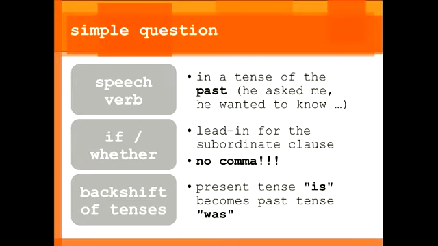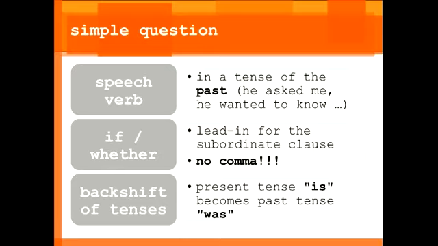Now first of all we need a speech verb, which in a question of course would be a verb like ask or want to know. And this speech verb needs to be in a tense of the past, like the past tense or the past perfect. Because if it were in the present, there would be no backshift of tenses. And the backshift of tenses is one of the things that makes the reported speech actually quite difficult. So in this case, we have he asked me or he wanted to know.